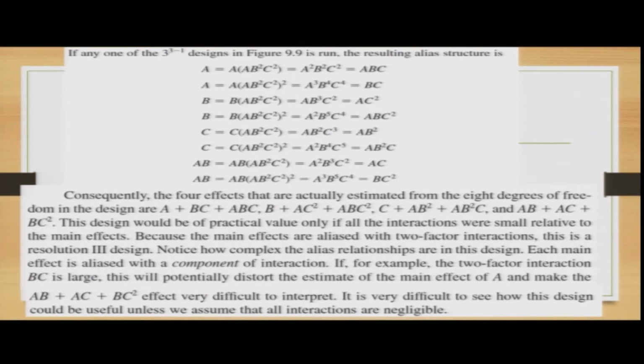This design would be of practical value only if the interactions were very small relative to the main effects, and we can find out the effects accordingly. Because the main effects are aliased with 2 factor interactions, this is a resolution 3 design. That means we are trying to find the effects at the 3rd level such that it gives you the maximum contrast. Notice how complex the alias structures are in this design. Each main effect is aliased with a component of interaction. If, for example, the 2 factor interaction BC is large, it will potentially distort the estimate of the main effect of A and make the effect corresponding to AB plus AC plus BC square very difficult to interpret.